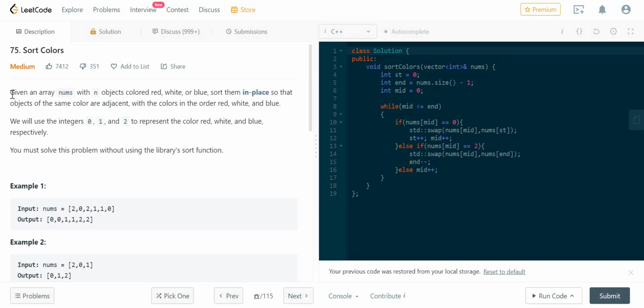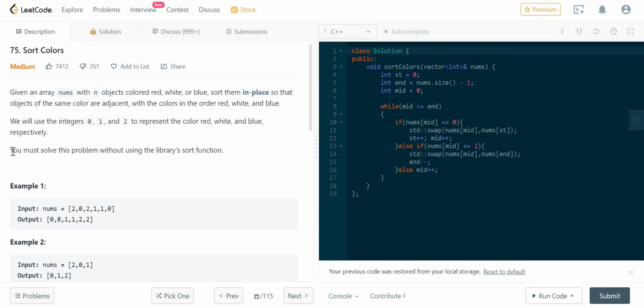So, given an array nums of n objects colored red, white, and blue, sort them so that objects of the same color are adjacent, with the colors in the order red, white, and blue. We will use the integers 0, 1, 2 to represent red, white, blue color respectively. You have to solve this problem without using the library sort function.